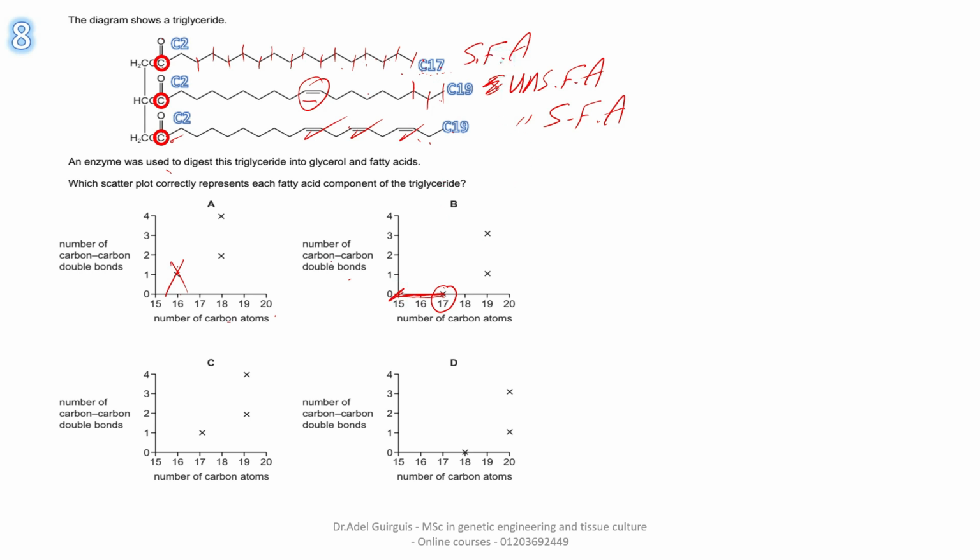What about the other 2 fatty acids? Each one consists of 19 carbon atoms. Yes. One of them carries 1 double bond, yes, this one. And the other one carries 3 double bonds. Yes, 3 double bonds. First, second, third. So the answer is B.